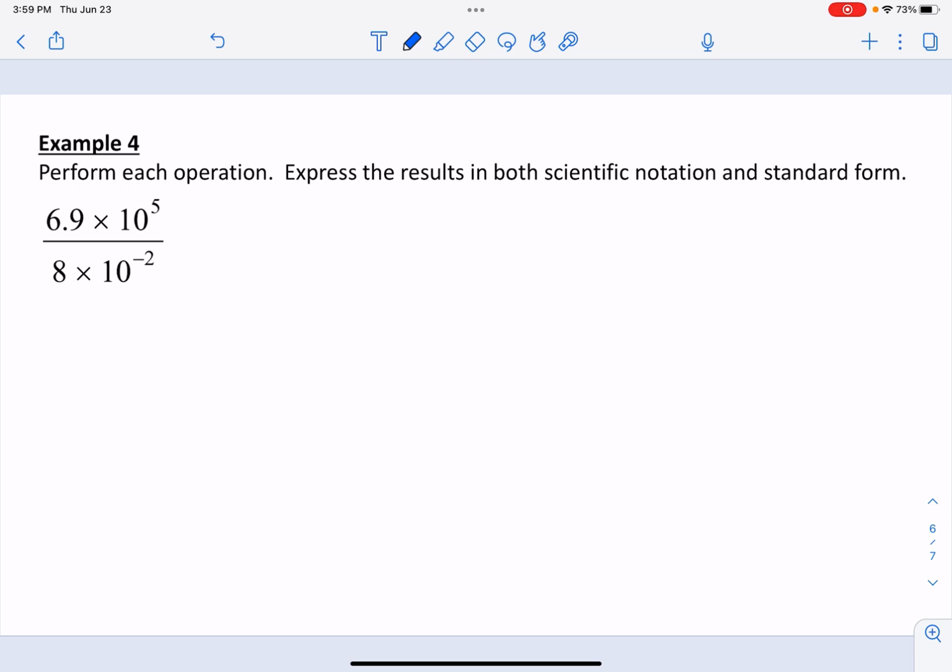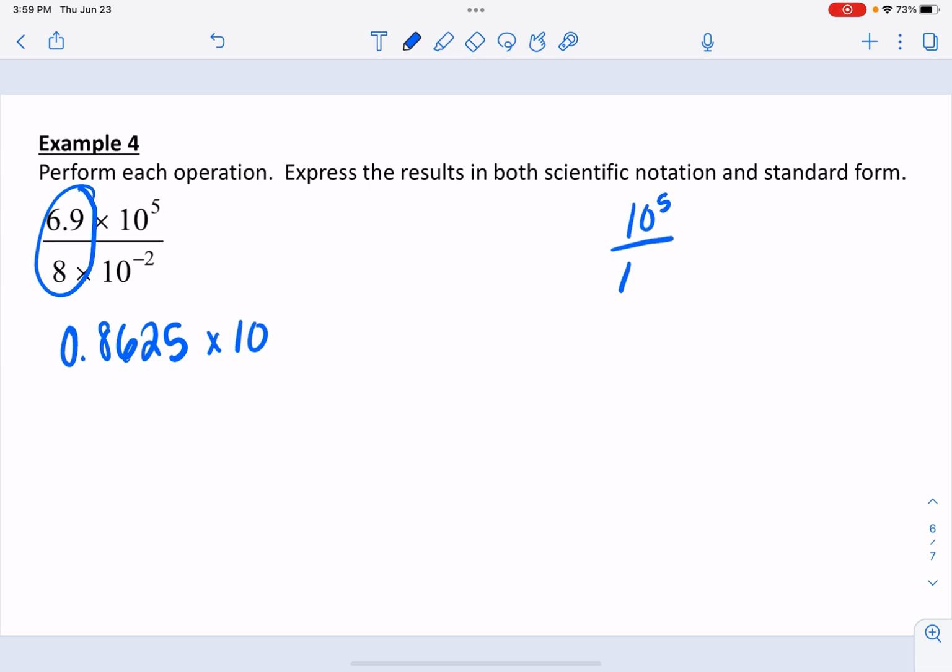Okay, hopefully this one will go better for me. So, again, divide those numbers. 6.9 divided by 8. I get 0.8625. Do not round. Times 10, so 10 to the 5th over 10 to the negative 2. So that's 5 minus a negative 2. That's going to be 10 to the 7th.